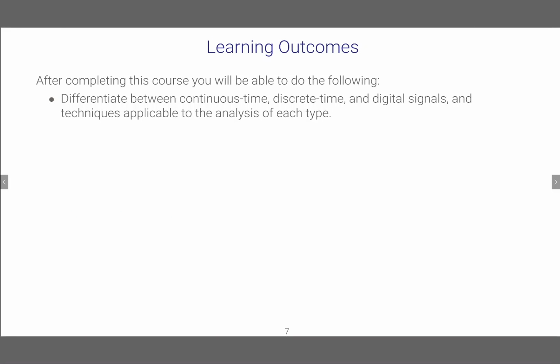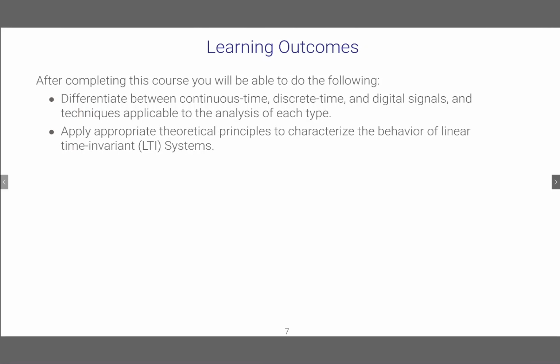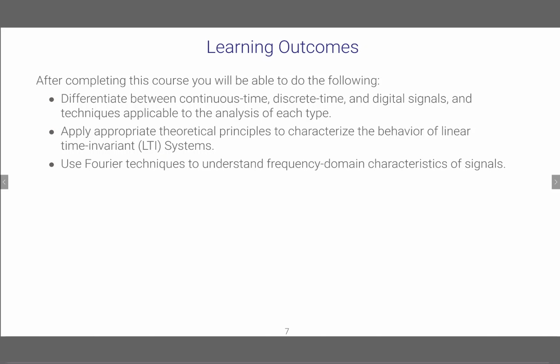So the learning outcomes are these. After completing this course, you will be able to differentiate between continuous time and discrete time and digital signals and the techniques applicable to analyze each type. Apply appropriate theoretical principles to characterize the behavior of linear time invariant systems, namely the convolution.